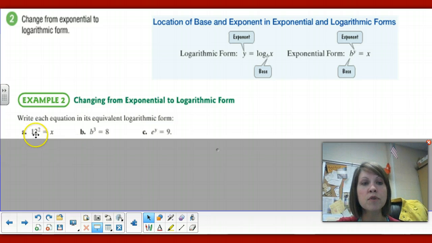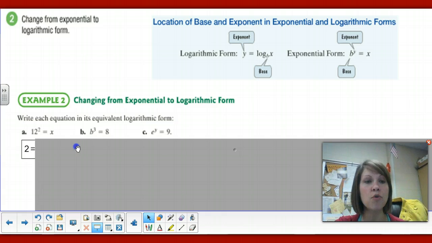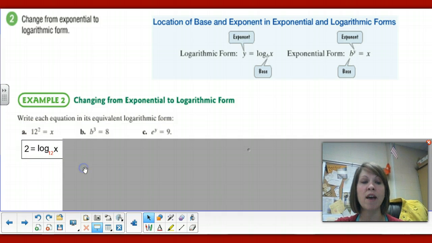So we have 12 squared equals x. It's the 12 that's going to move. Okay, so we're going to move it and have 2 equals, right? The 2 didn't move, it stayed on the left, it's just dropped down now and is not a superscript anymore. 2 equals the log of x base 12.